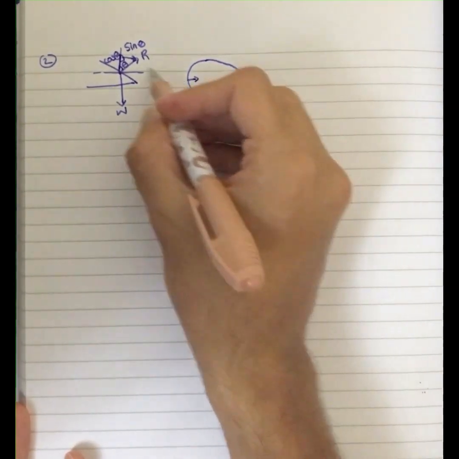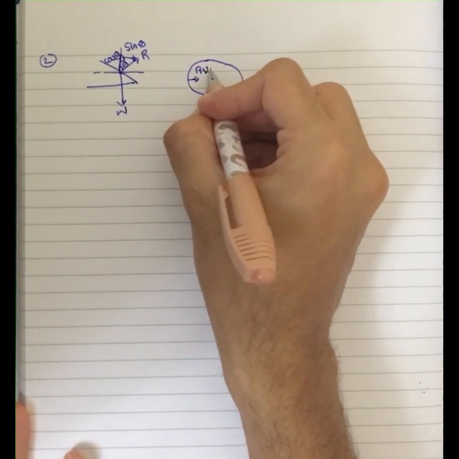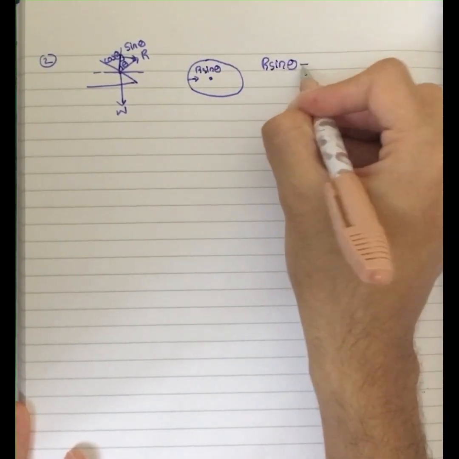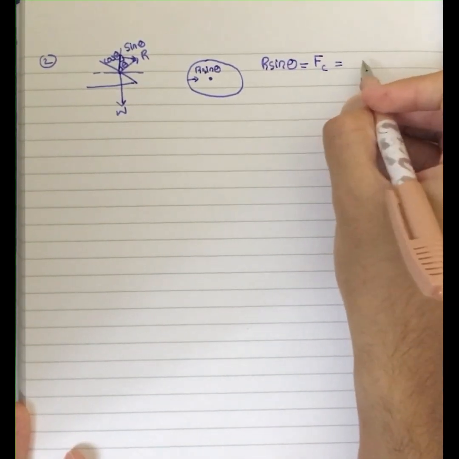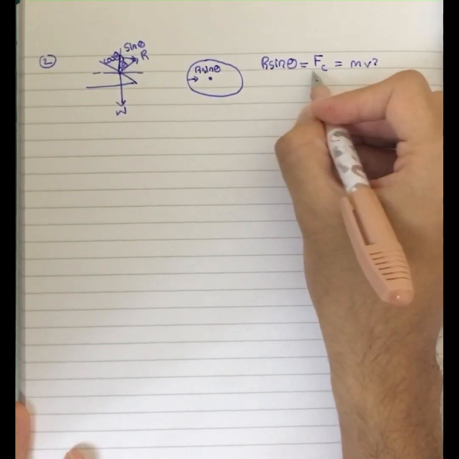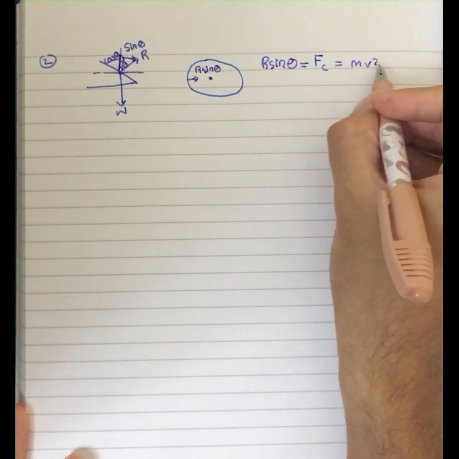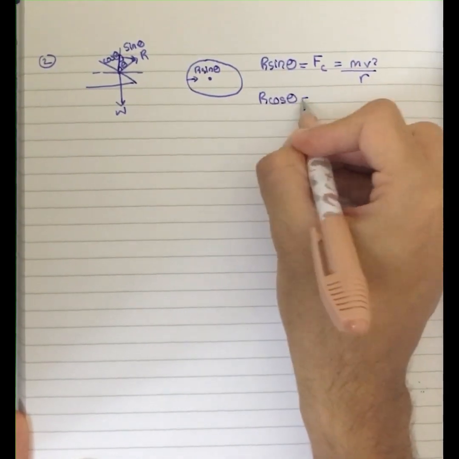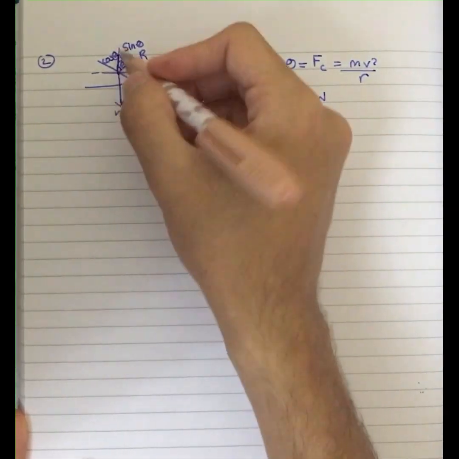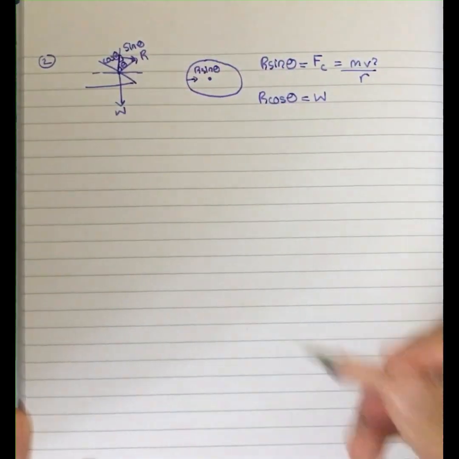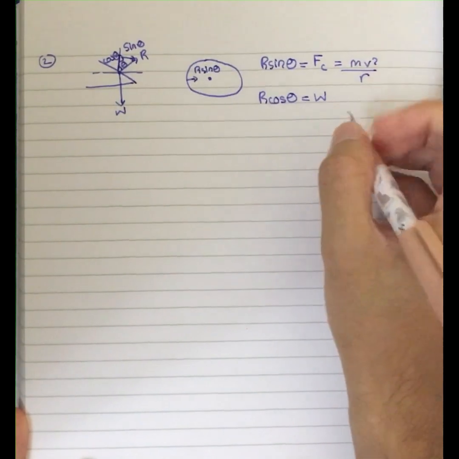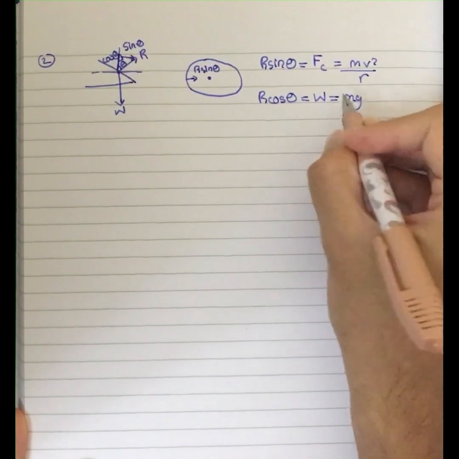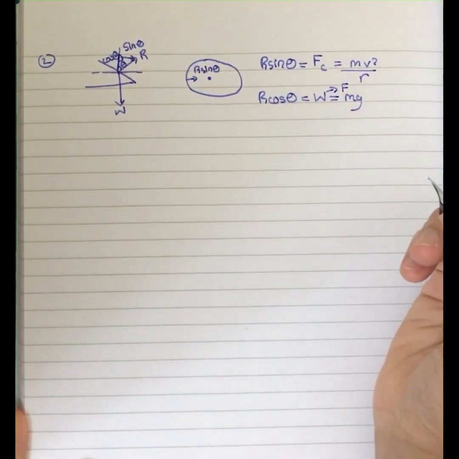Okay, so now R sine theta, as we know, is pointing towards the center of the circle. So we can say that R sine theta equals Fc, which equals mv squared by r. Fc means centripetal force, so mv squared by r, right? Now we know that R cos theta is equal to the weight. If this R cos theta and this weight are not equal, then the car will start flying, right? We don't want that, so they will both be equal, and we know that weight equals mg, right? And we can write weight as a force as well.